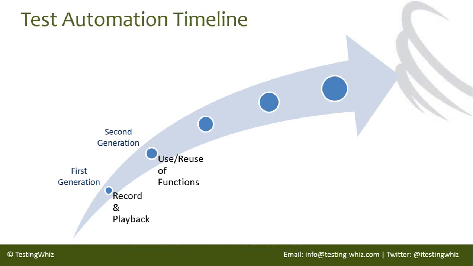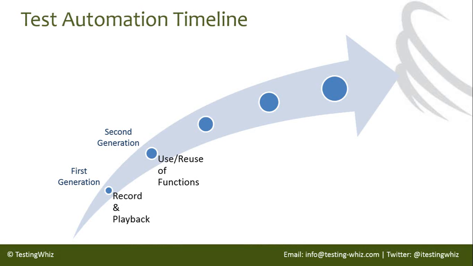To give you an example of this kind of second generation test automation tool, people who are familiar with automation may know about Selenium IDE. What it does is basically allow you to record and playback all of your actions, and it has some inbuilt functions. You could utilize them across the scripts that you are developing.